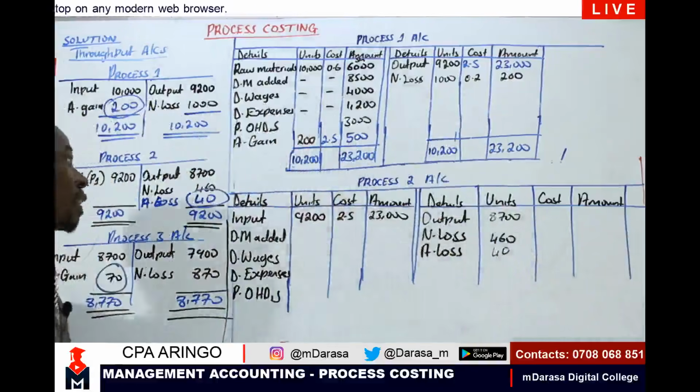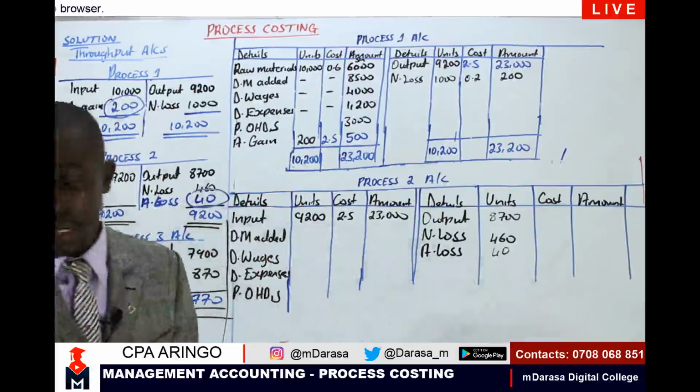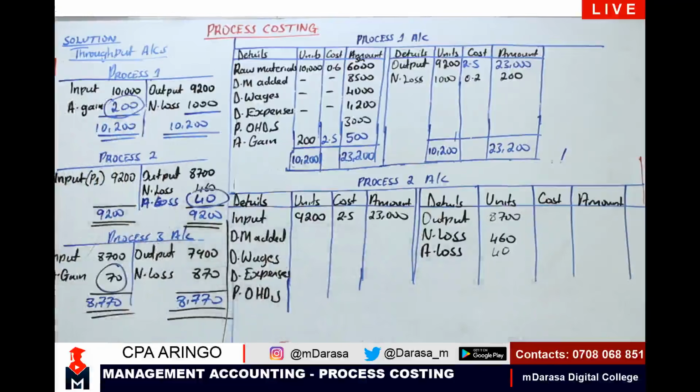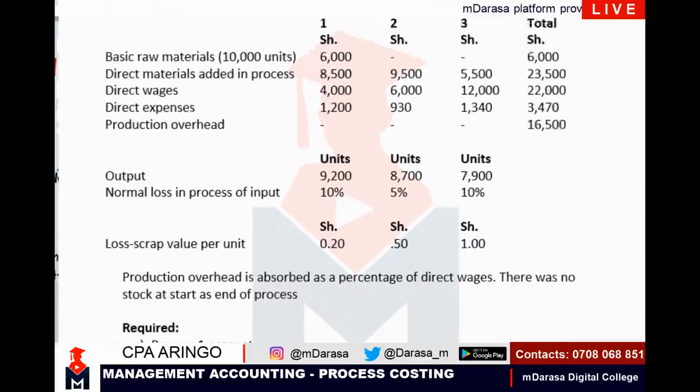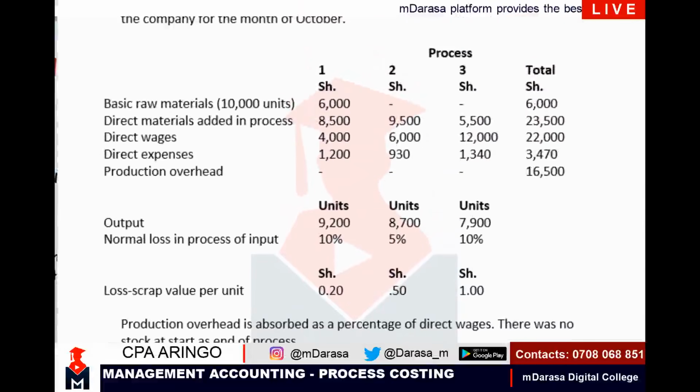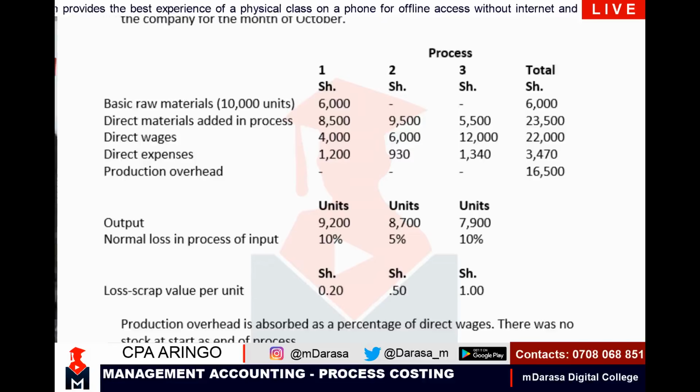The next concept would be upon us to have direct materials added. That will just be picking what you are given directly in our question. Direct materials added for process 2, you had 9,500. You can see the 9,500. So that is the value. Talk of direct wages for process 2, we had 6,000. Direct expenses, we had 930.